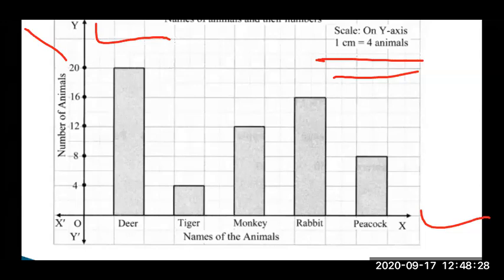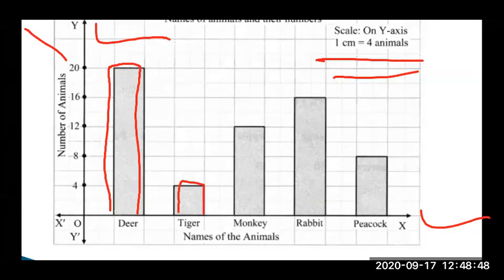Then what you are going to do? You are going to see the first animal. The first animal is deer. So deer is how much number given in front of deer? It is given 20. So deer ka bar kya hona chahiye? Till 20. The next is tiger. Tiger is given 4. So tiger bar will be of 4.